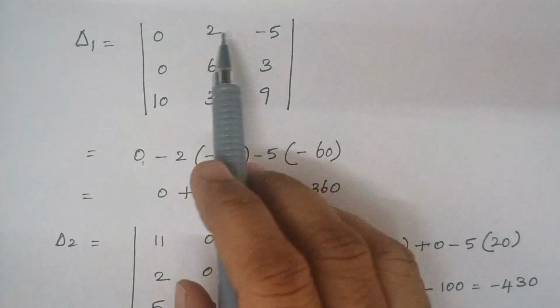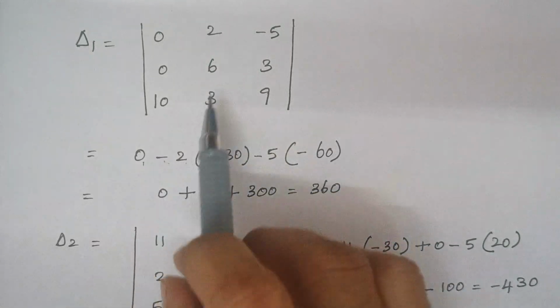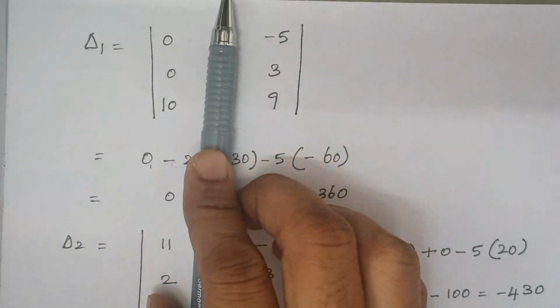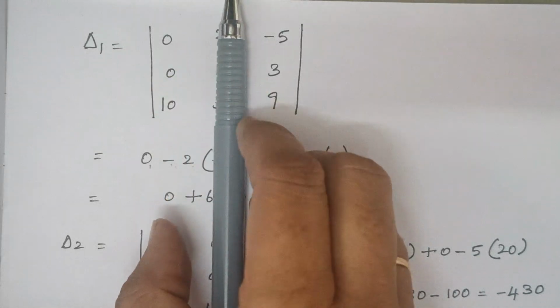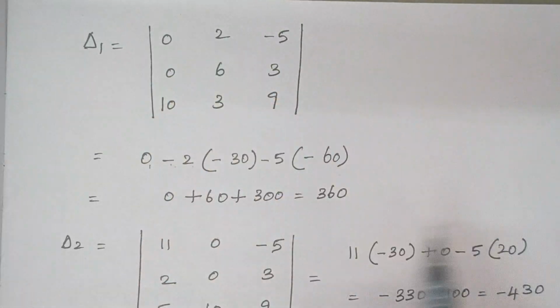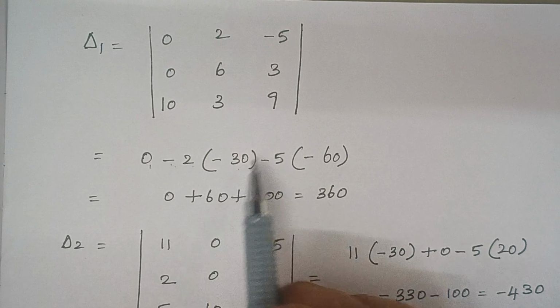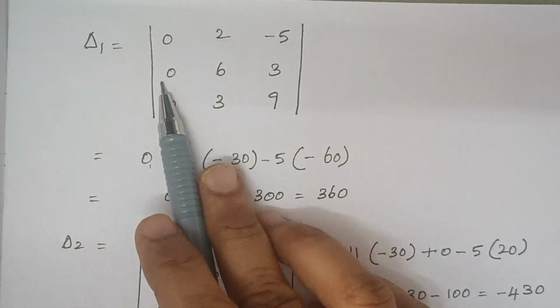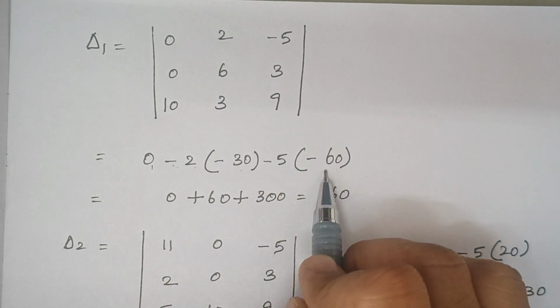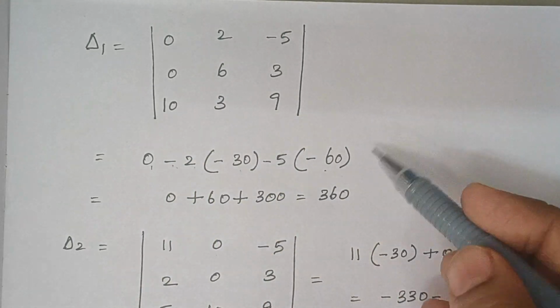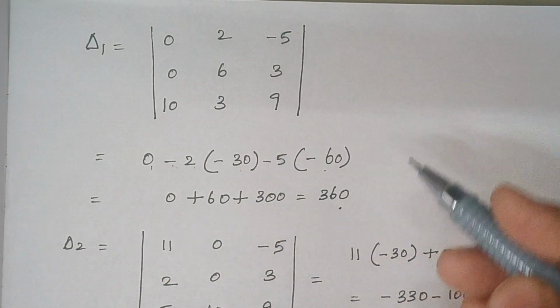So simply 0 here, and here minus 2, you leave this column, okay? This column under the respective row here. So what happens? 0 into 9 minus 10 into 3. So minus 30 here, and again minus 5. So 0 into 3 is 0. So minus of 10 into 6 is minus 60. Right, again when you solve, the final answer is 360.